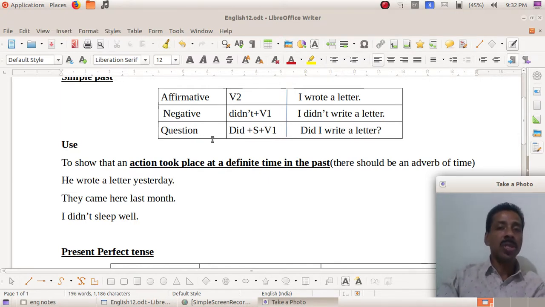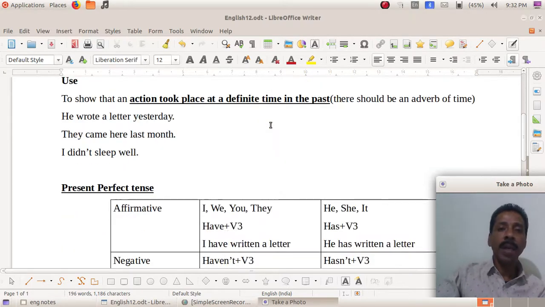And if it's a question, as we have learned, we have to begin with the auxiliary verb. So did should come first. Did plus subject plus V1 form of the verb is to be used. So did I write a letter, did they write a letter, etc.